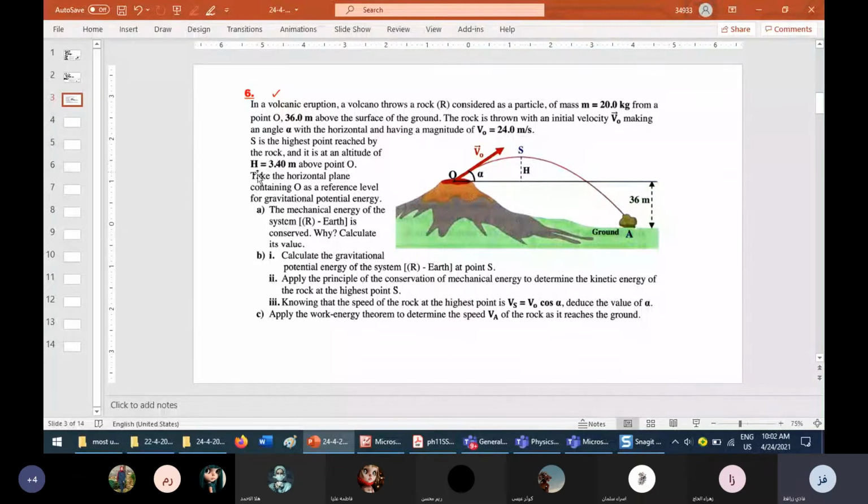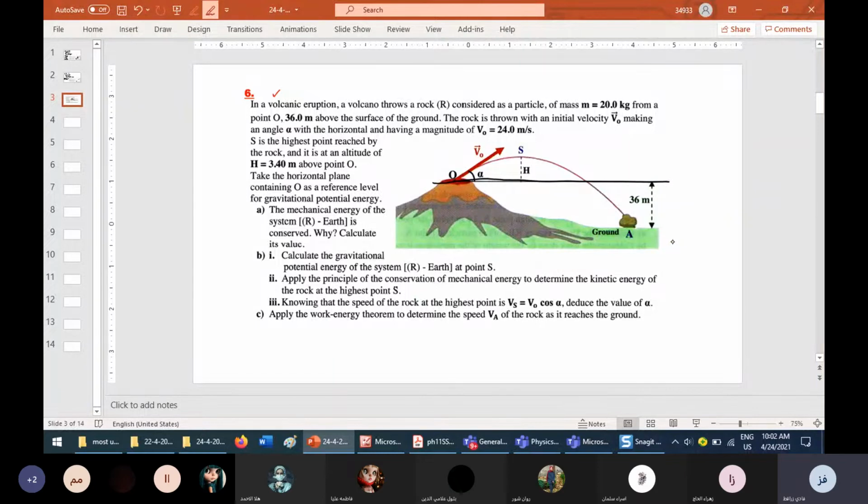Notice that here you have two horizontal positions: the horizontal of the top of the volcano and the level of the ground. Take the horizontal plane containing O as a level for gravitational potential energy. Everything at this level will have zero gravitational potential energy, everything above will have positive gravitational potential energy, and everything below will have negative gravitational potential energy.